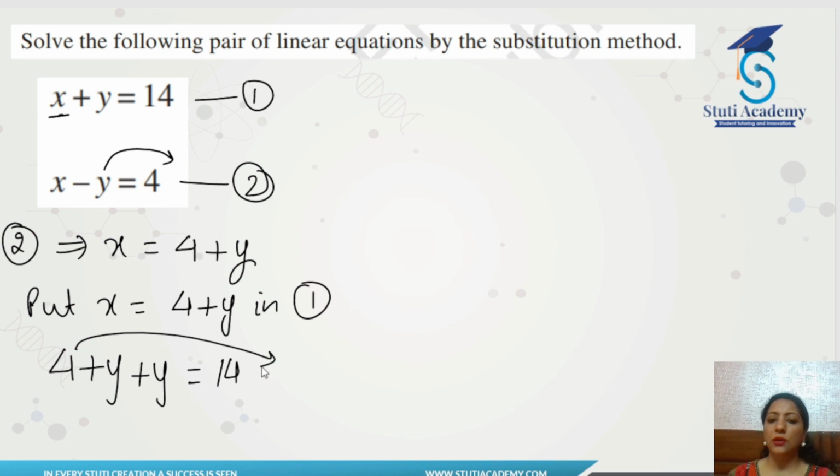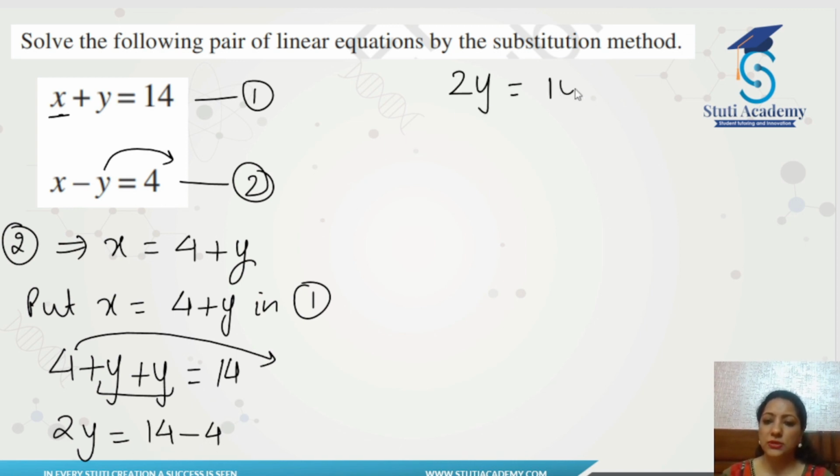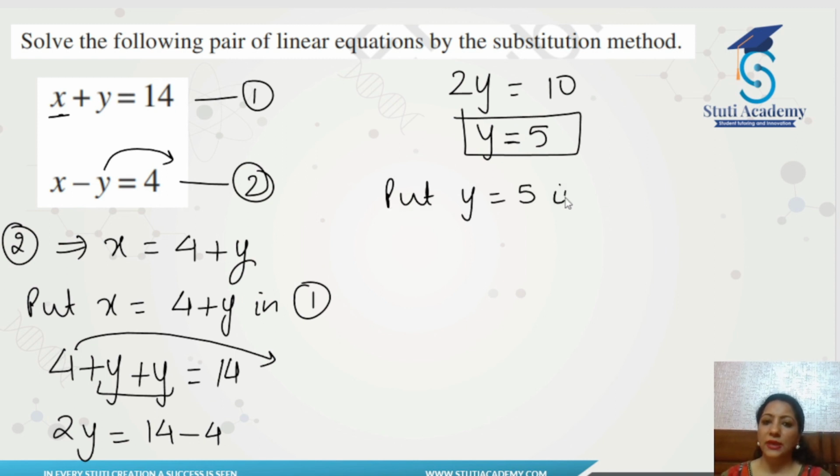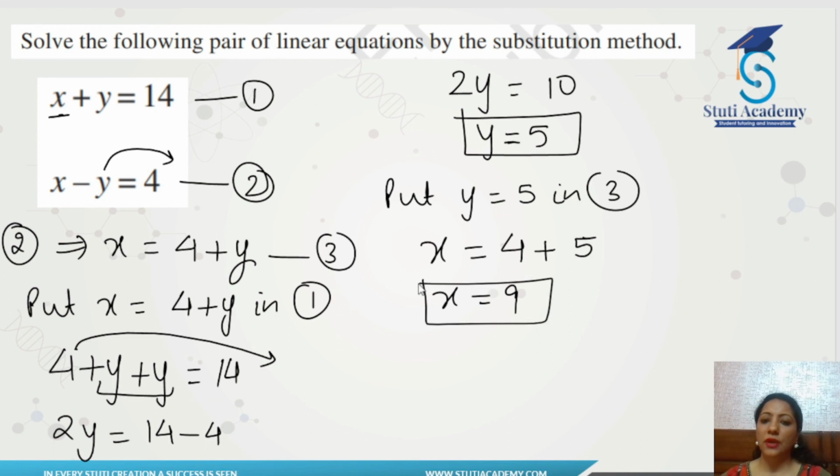Now 4 we are going to take on the other side and then these two we can combine. We'll get 2y. 14 minus 4, that's actually 10. So we have 2y is equal to 10. So y is 5. So y is equal to 5. Now let us put y is equal to 5 in any one of the equations. We can put it here also in this third one. So we'll get x is equal to 4 plus y. Y is 5 actually. So x is 9. So we have got x is equal to 9 and y is equal to 5.